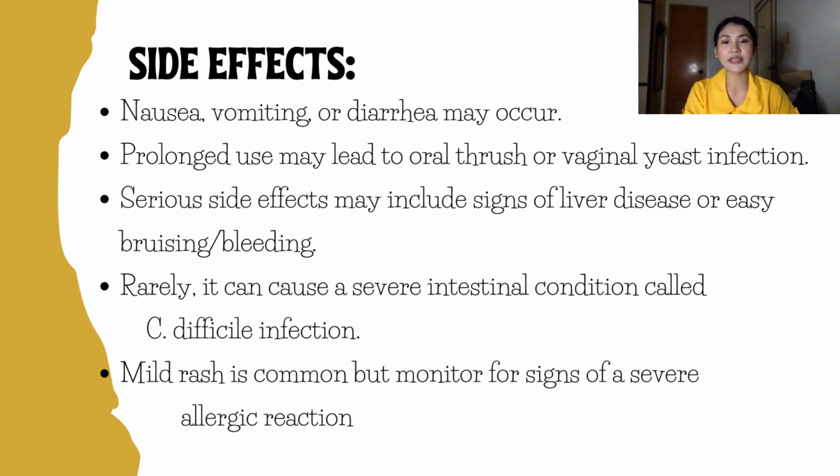Next we have prolonged use may lead to oral thrush or vaginal yeast infection. Using amoxicillin for a long time can mess up the balance of germs in our body, which leads to infections like oral thrush, from the bacteria in our mouth, or vaginal yeast infections for women.